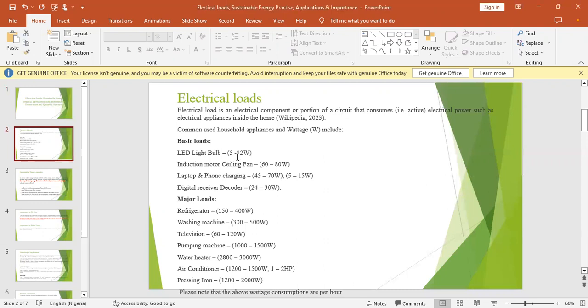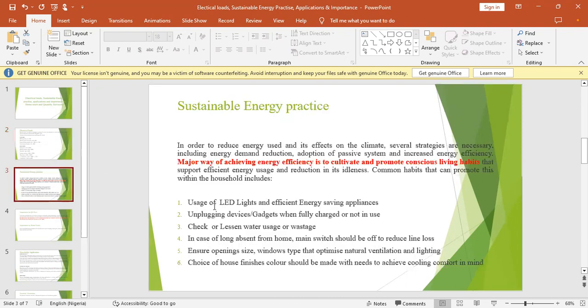Commonly used household appliances and wattage include LED light bulb, induction motor ceiling fan, laptop, digital receiver, which are basic load. We have some other load that are categorized as major load, just like refrigerator, washing machine, pumping machine, and so on.